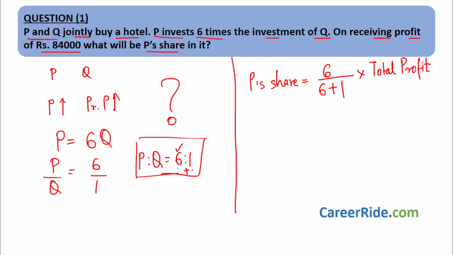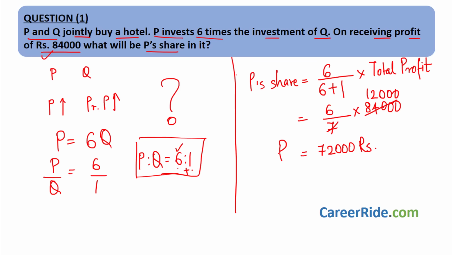Now what is the total profit over here? They have given 84,000. So it will be 6 upon 6 plus 1, which is 7, into 84,000. 7 1s are 7, 7 2s are 14, so that is 12,000. 6 into 12,000 is 72,000 rupees. This would be P's share out of the total profit of 84,000.